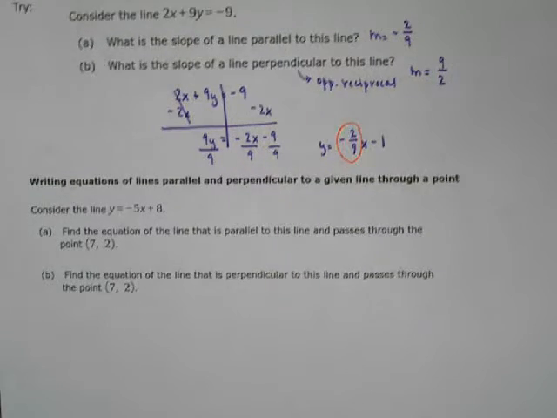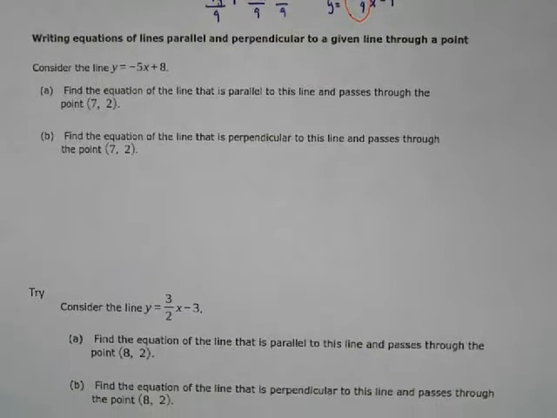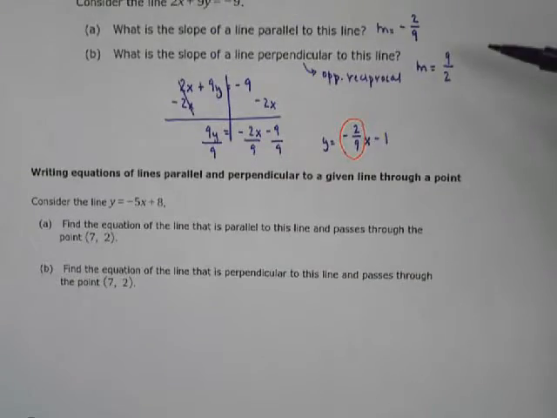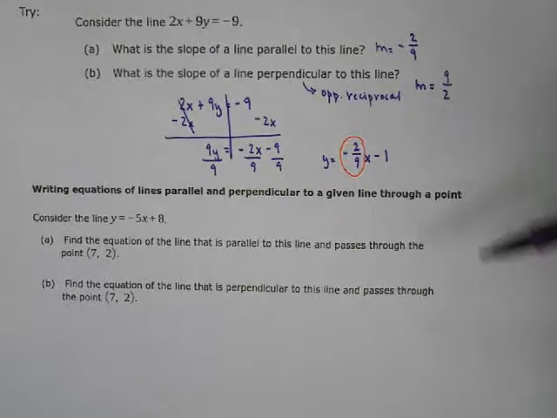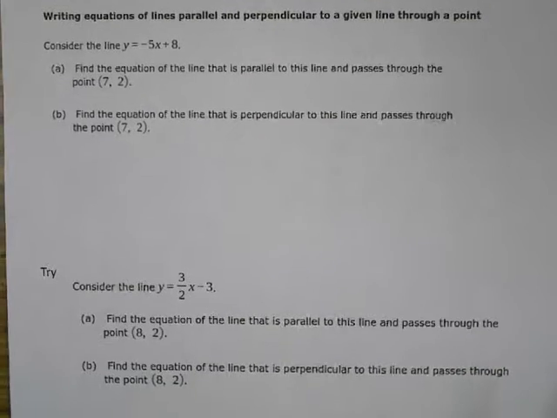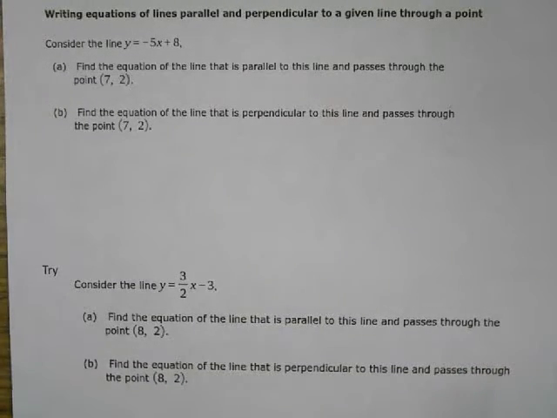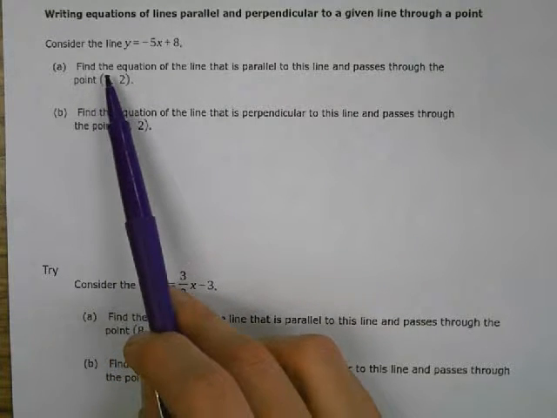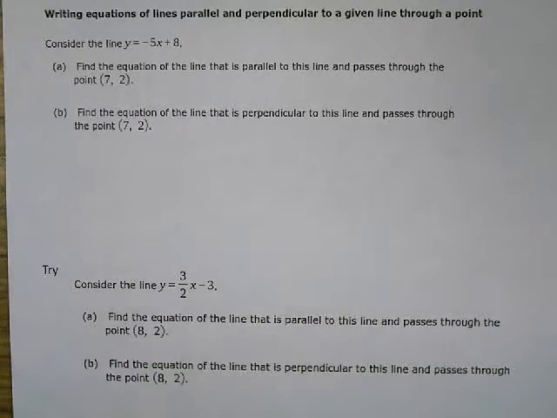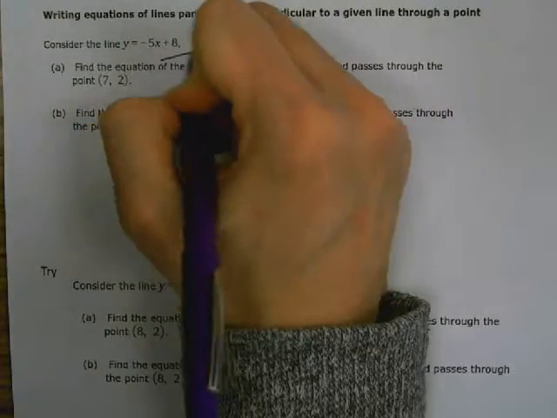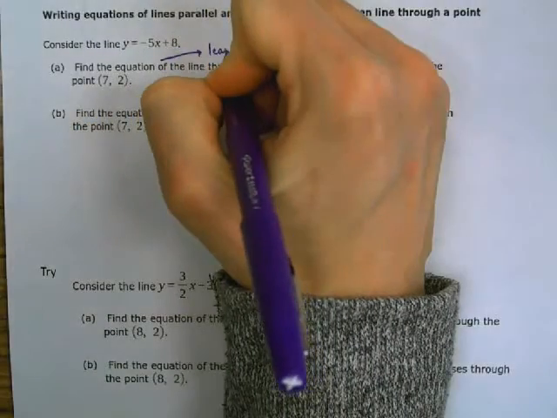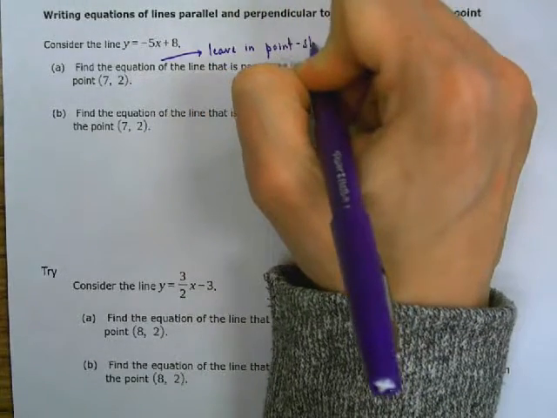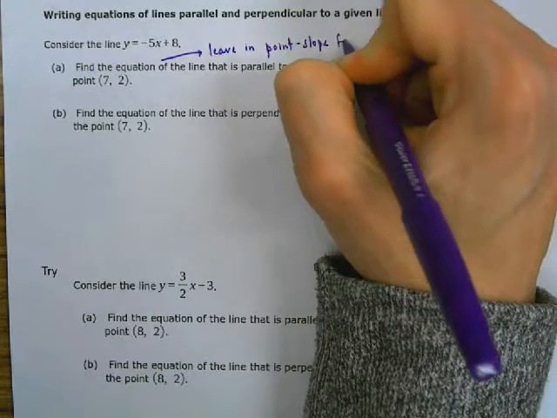All right, one last type of problem. Now we're going to write equations of lines that are parallel and perpendicular. So it's going to be using this piece we just did here with identifying the slopes, and then using the point they give us to actually write the equation. Now, since these problems just say to find the equation, they don't specify, we're just going to leave the equation in point-slope form. They don't specify that we need to put it in slope-intercept form, so we're just going to leave it in point-slope form.